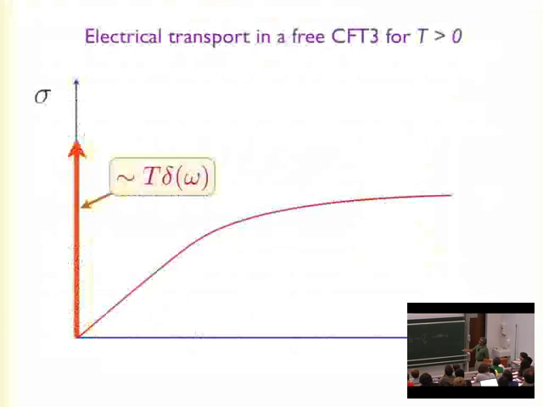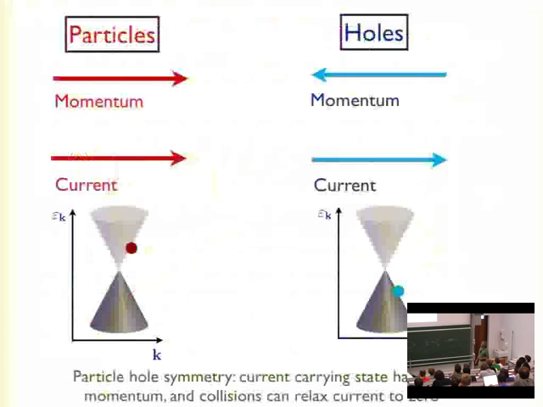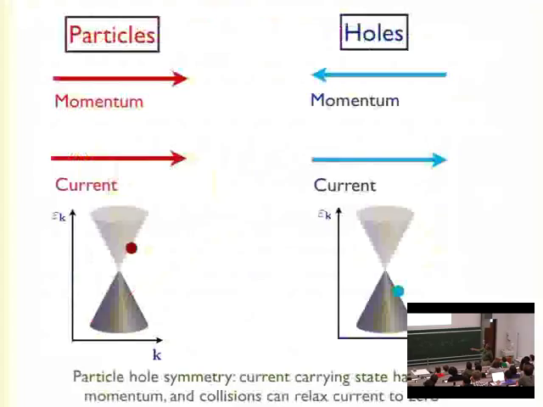So there's a delta function with a coefficient of order t. And the physical origin is the following. We are working with a conformal field theory with the chemical potential right at zero. You turn on temperature. Well, when you turn on temperature, you're going to create some thermally excited particles, but you're also going to create an equal number of holes. So you're going to get some particles from here and move them up. So you're going to get an equal number of particles and holes.